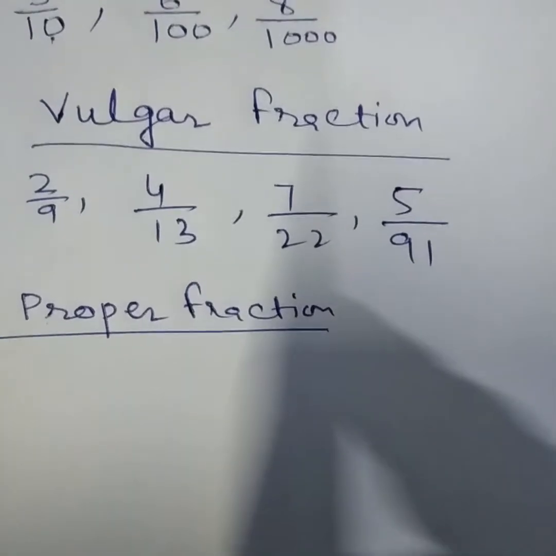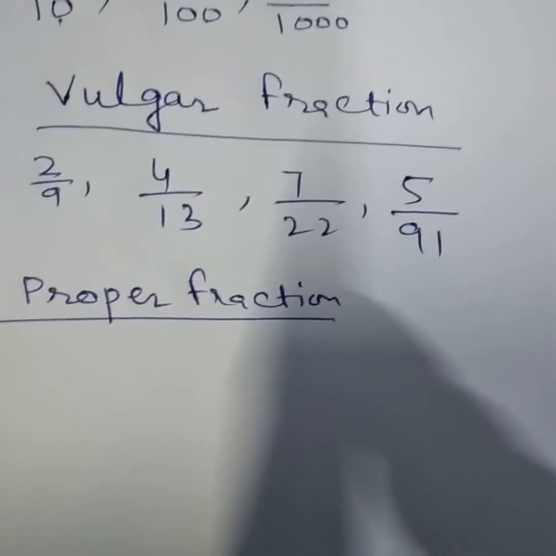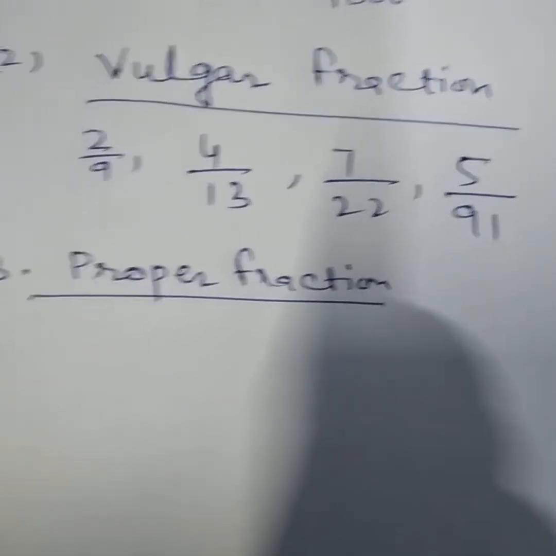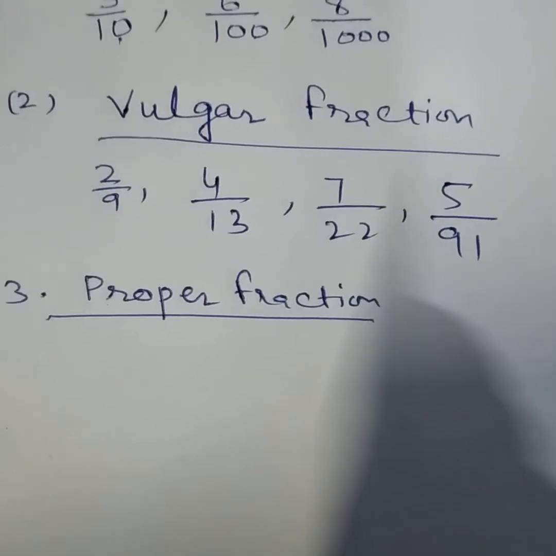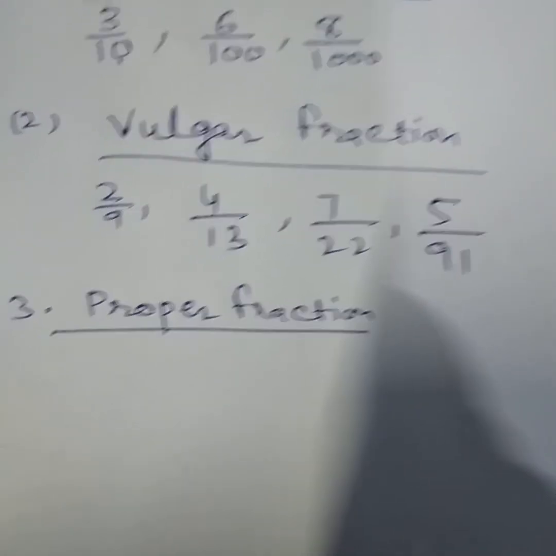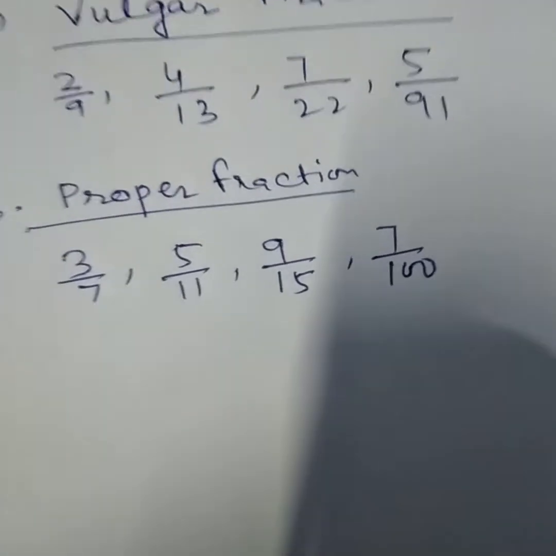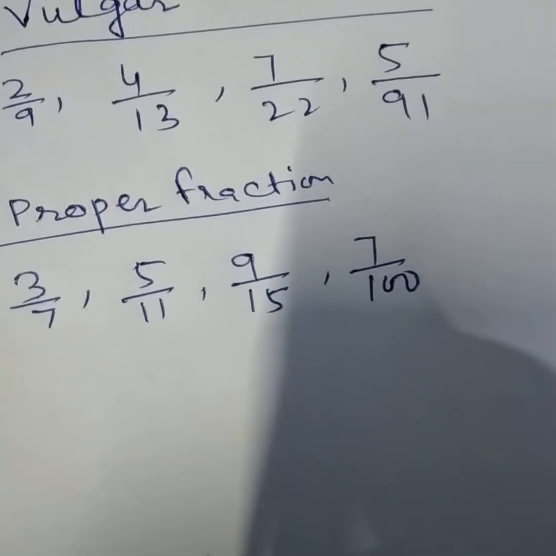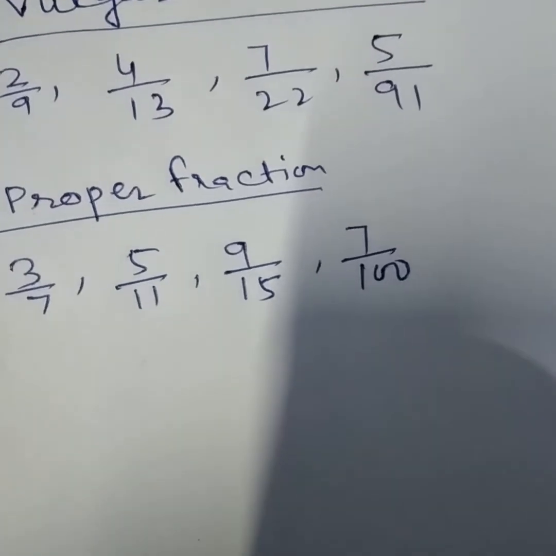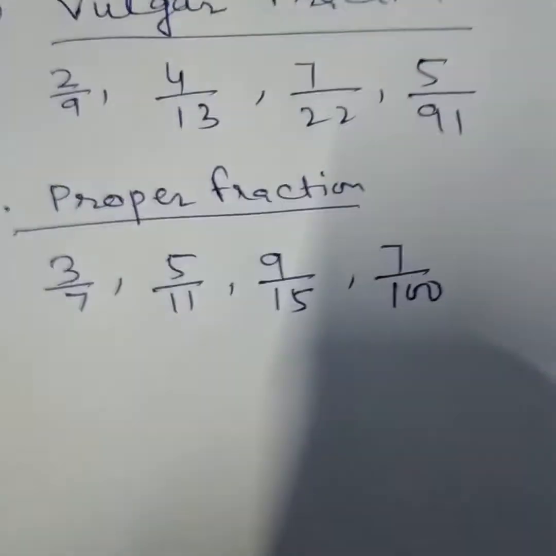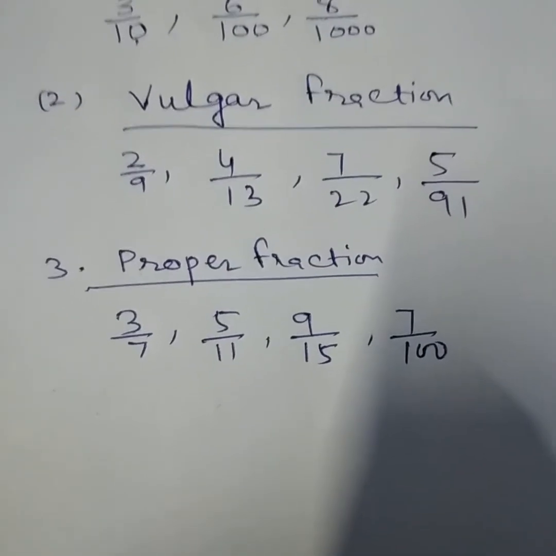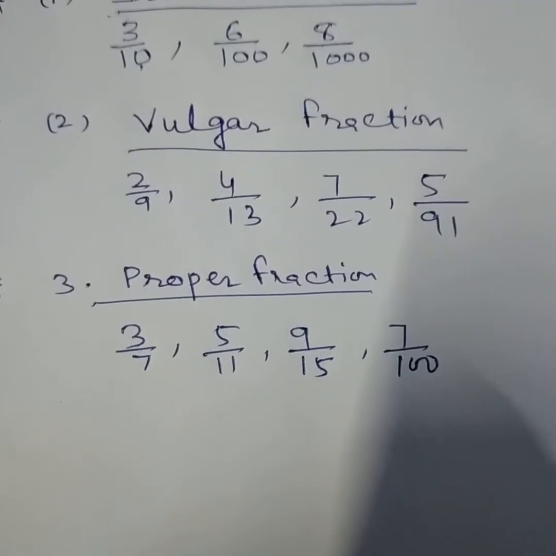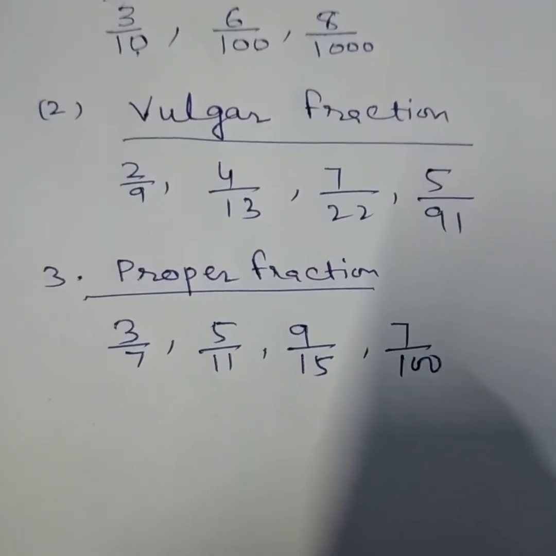Proper fraction. A fraction whose numerator is less than its denominator is called a proper fraction. Examples: 3 upon 7, 5 upon 11, 9 upon 15, 7 upon 100. Here the numerators are less than the denominators.